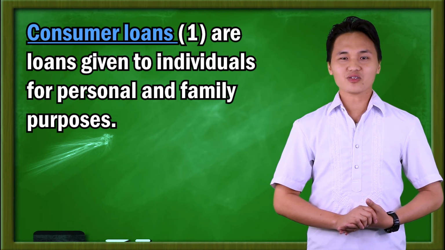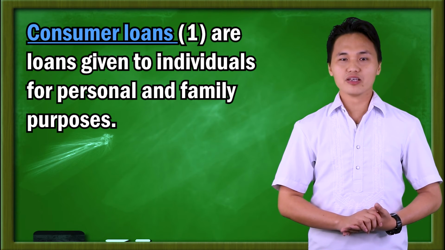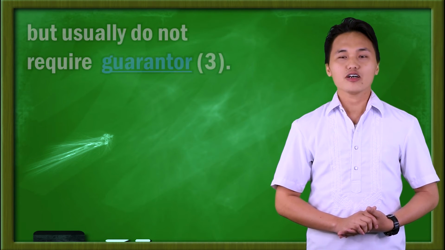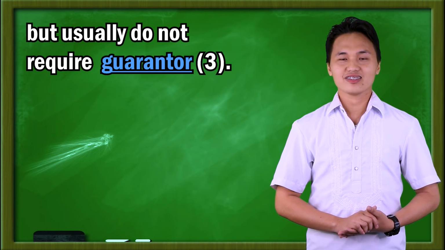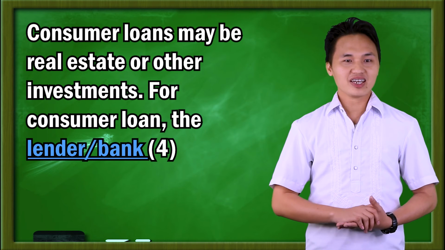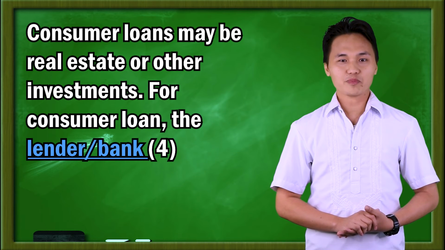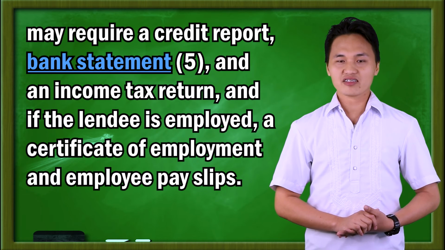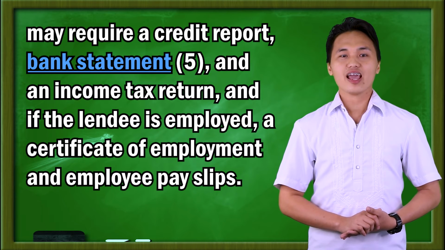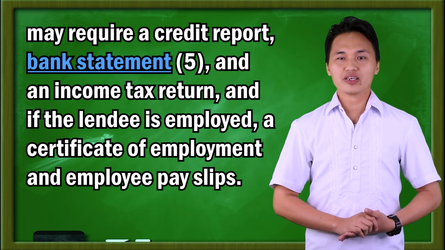Number 1. Consumer loans are loans given to individuals for personal and family purposes. This loan may require collateral, but usually do not require a guarantor. Consumer loans may be real estate or other investments. For consumer loan, the lender or bank may require a credit report, bank statement, and an income tax return, and if the lendee is employed, a certificate of employment and employee payslips.